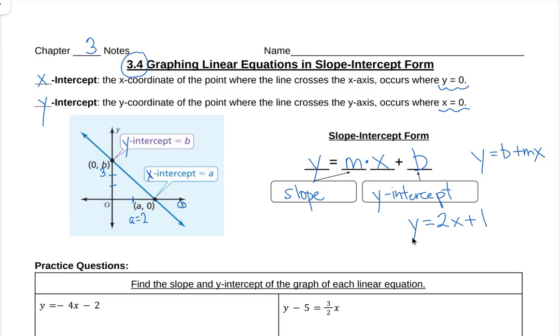So if we were to overlay the formula, we'd say y equals mx plus b, and we can see that in the m spot, m equals 2. So our slope equals 2. And in the b spot, we're going to say this number, and then we look to the sign in front, and we would say b equals positive 1.